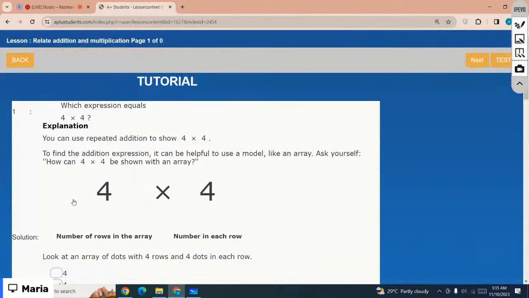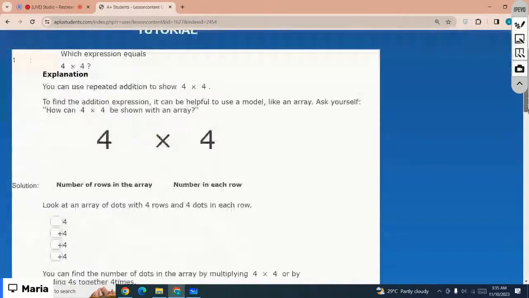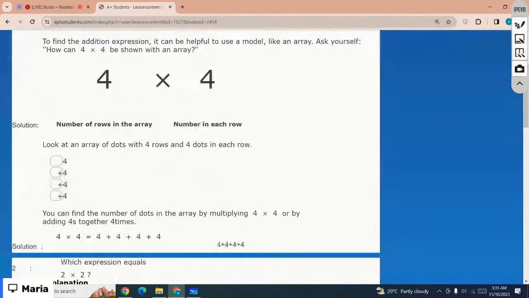Which expression equals 4 times 4, right? You have to do 4 times 4. Either you can add 4 four times, or you do 4 times 4. They both are exactly equal, right? You can see here, you can add 4 + 4 + 4 + 4. The answer is 16. So multiplication is repeated addition, right?